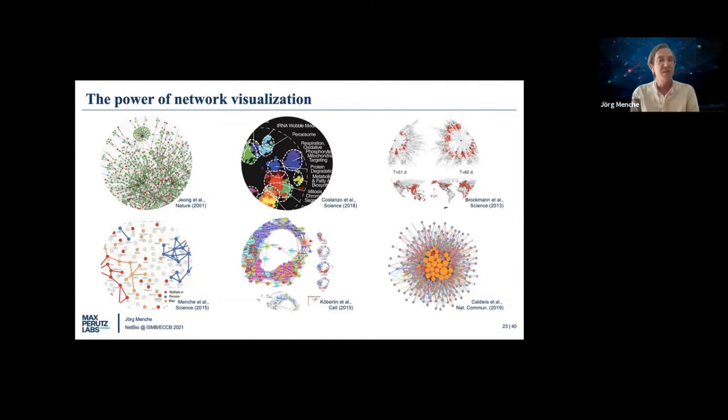So in my mind, these and many, many other examples really show that important network characteristics can often be recognized by eye, and also the other way around, that patterns that stand out visually often have a meaningful network and biological interpretation.